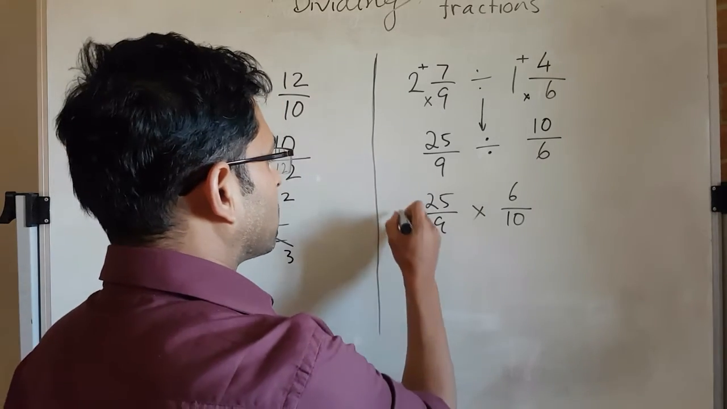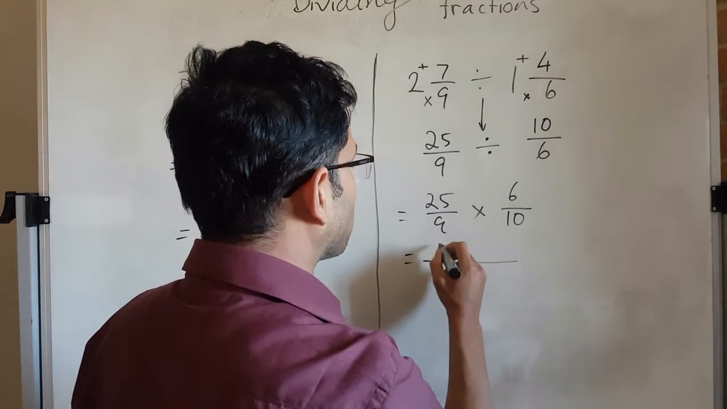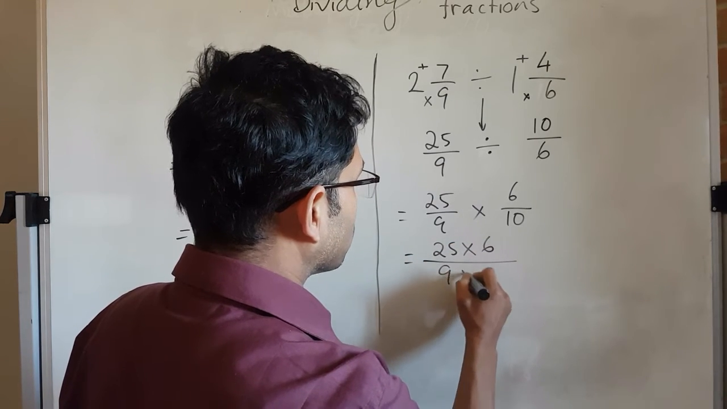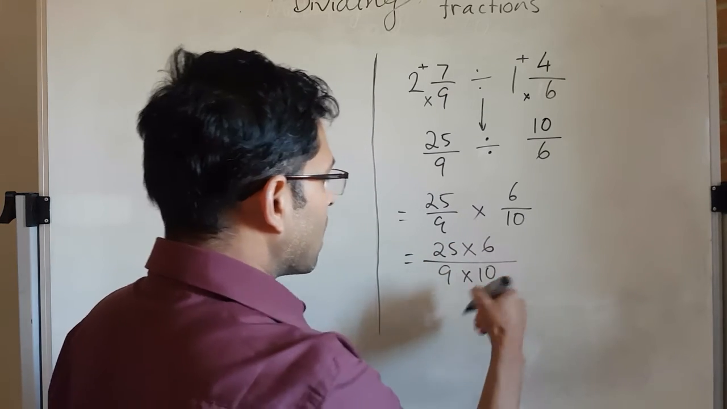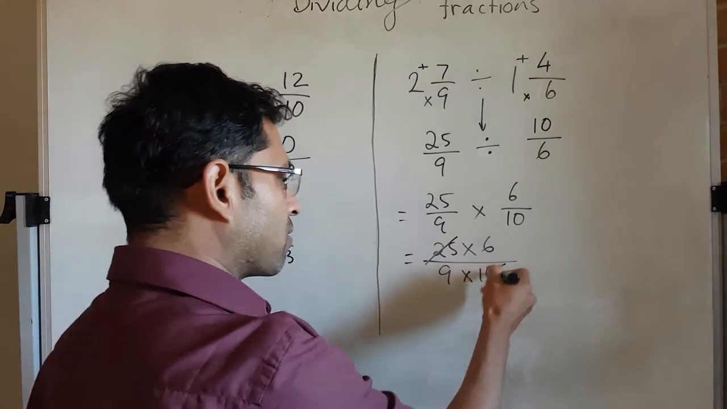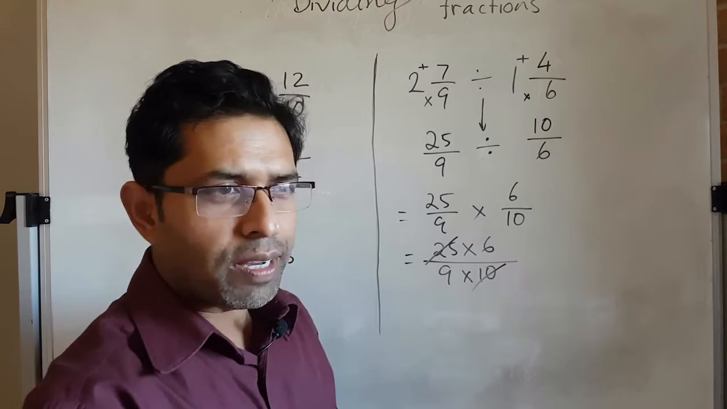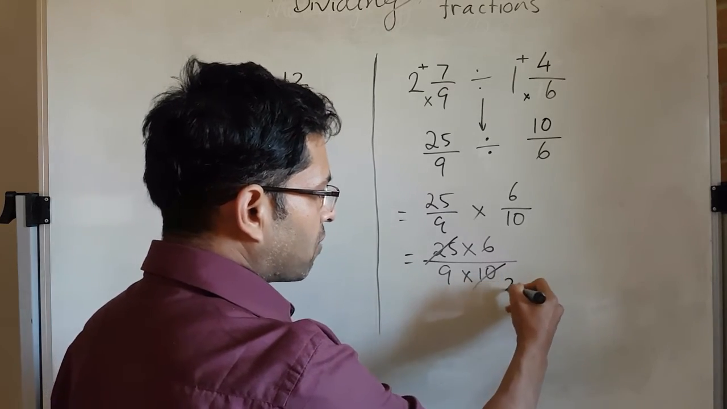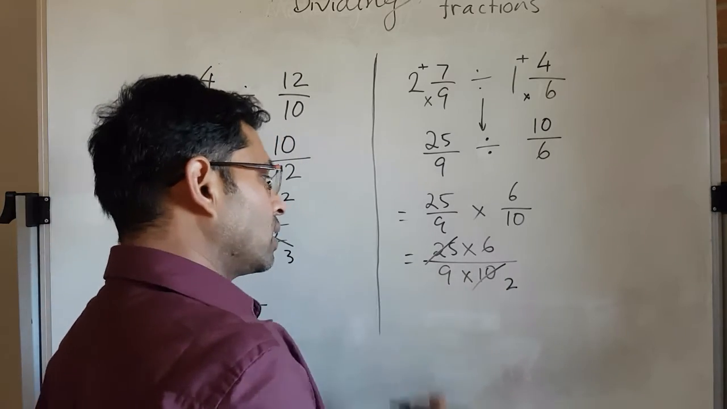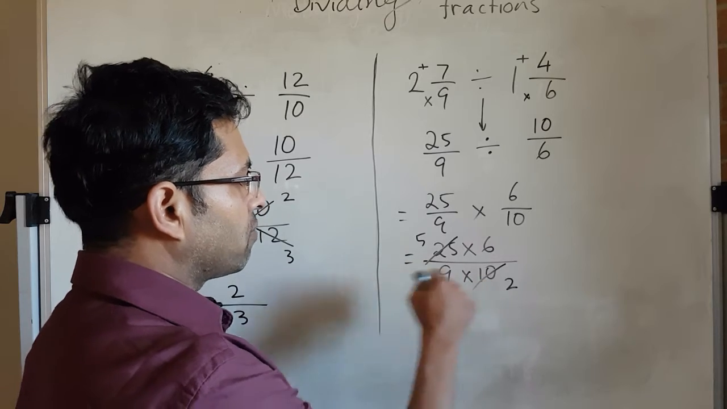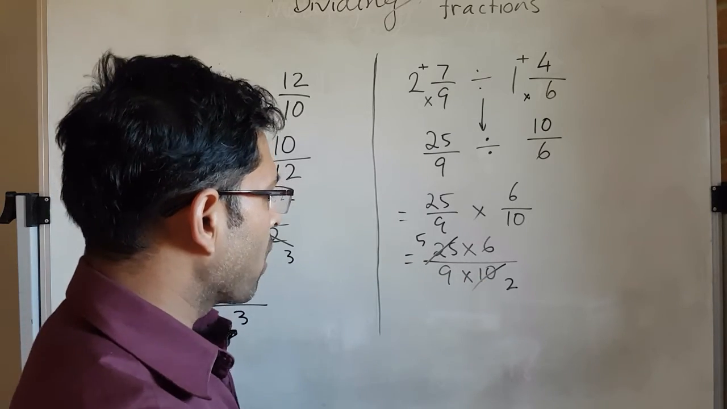Then the step is to multiply the numerator with the numerator and the denominator with the denominator, looking for common factors. It is obvious that 25 and 10 can both be divided by 5. So 10 divided by 5 is 2, because 5 times 2 is 10, and 25 divided by 5 is 5. So we are dividing 25 and 10 by 5.